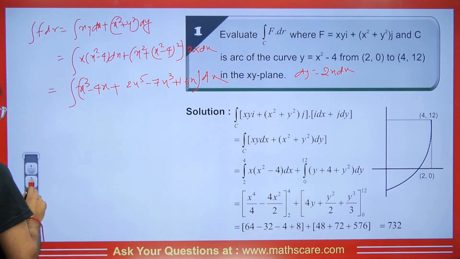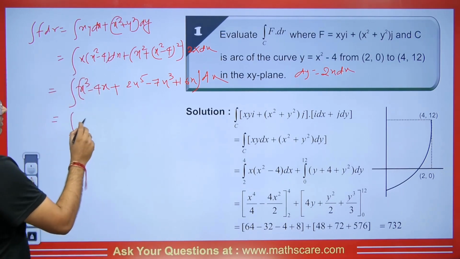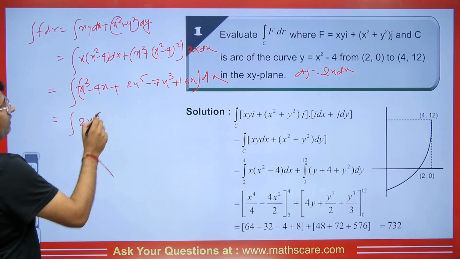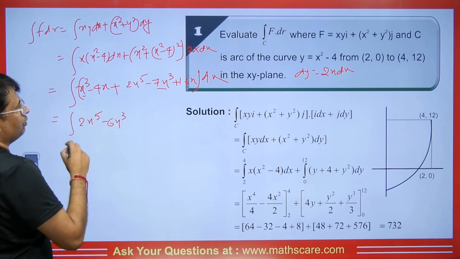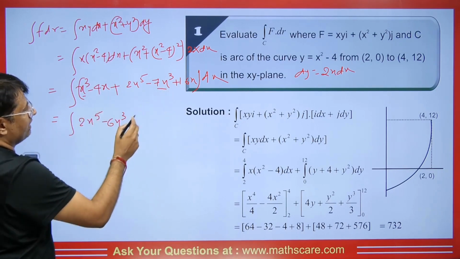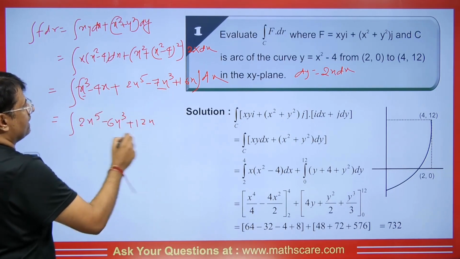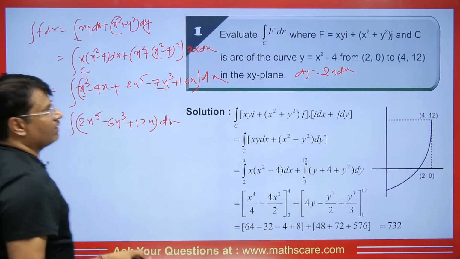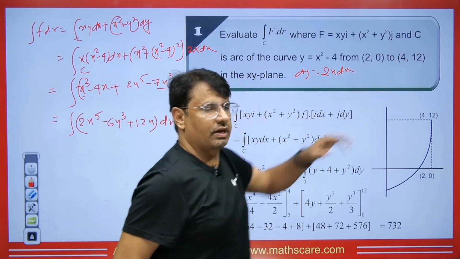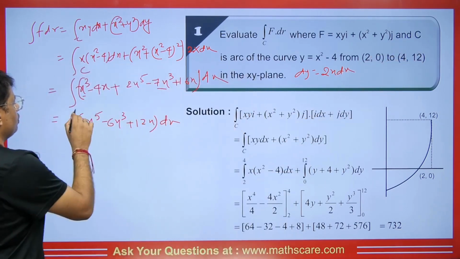Let's simplify this further. The highest power we have here is 2. X to the power 5, then there is x cube. If we solve this, it will come to minus 6x cube. And if it's gone from minus 4x, then what will we get? It's 12x dx. You need to apply the limit of x since we haven't done it yet. The limits for x are going from 2 to 4, right? The limit we'll get will be from 2 to 4.